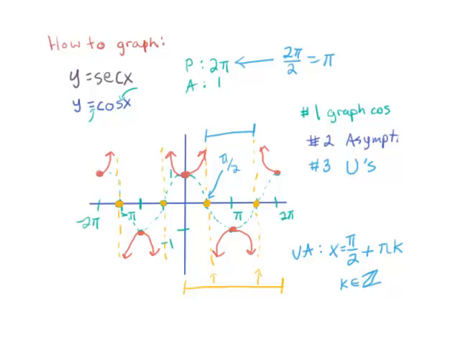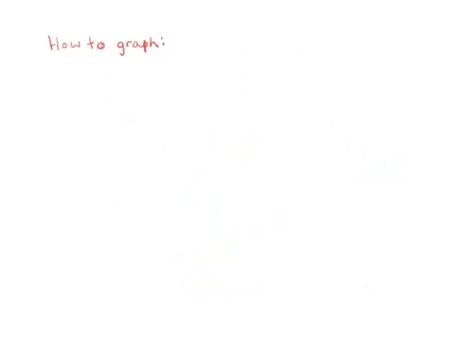Let's check out something a little bit different. All right, let's do 2 secant x over 2. What we want to do is start off by graphing 2 cosine x over 2. The only thing we changed here was we changed secant to cosine. The amplitude of this cosine graph would be 2. The period would be 2 pi over 1/2, where we flip the 1/2 up, and that makes the period of our graph 4 pi.